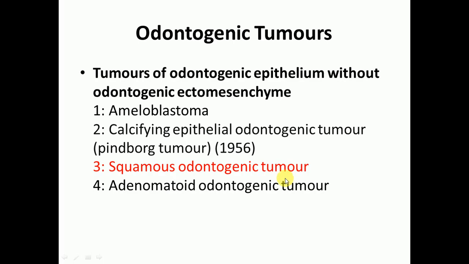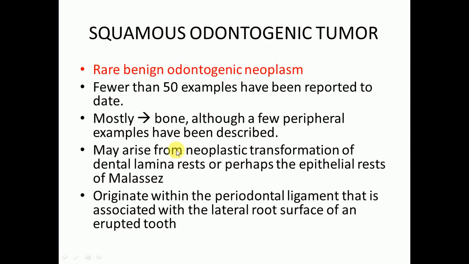We have studied about the ameloblastoma and calcifying epithelial odontogenic tumors in our previous lectures, and today we will discuss about squamous odontogenic tumor. It is a rare benign odontogenic neoplasm. Fewer than 50 examples have been reported up to the date. They are mostly present inside the bone, although a few peripheral examples have been described.